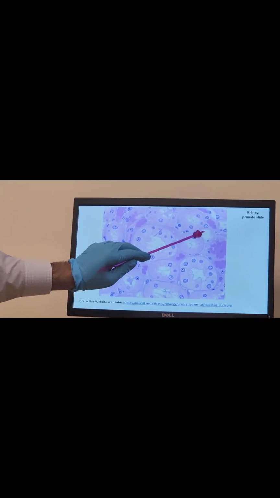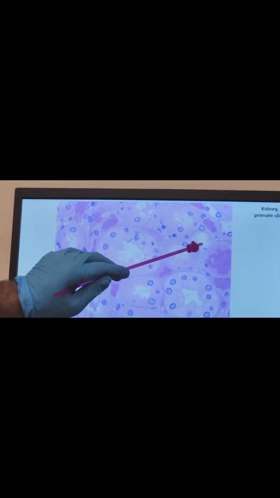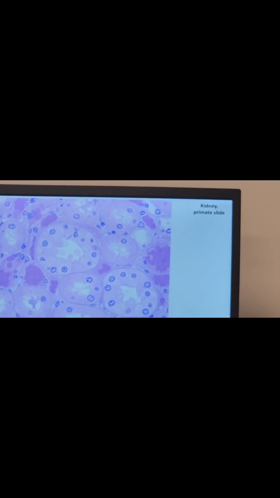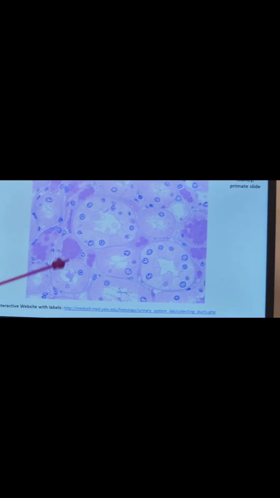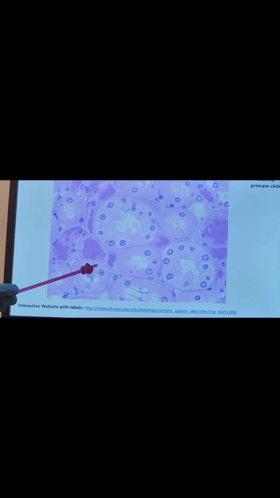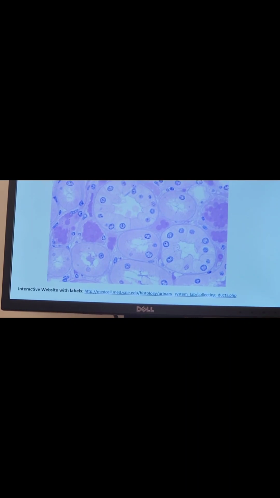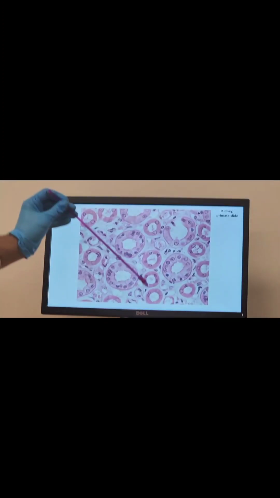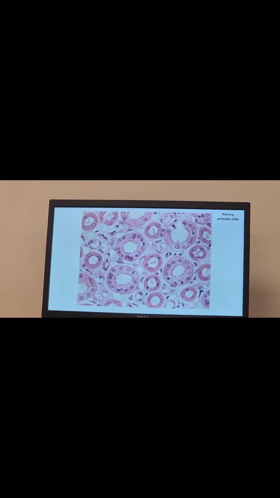Guys, look for the thin one first. Can you see these thin guys? These are the thin segments. But now if you look at this one and this one, these are simple cuboidal. So what would you call these two? Thick. Everyone agrees they're the thick segment? And what would you call this one here? Thin. Connecting duct. Collecting duct. It's easy, isn't it? Thick segments, agree? If you know the drill, the rest is easy.